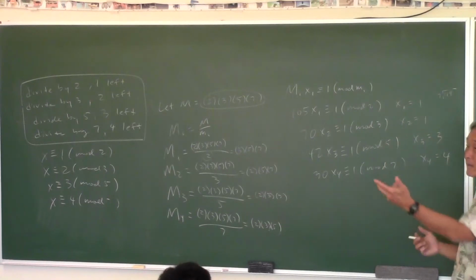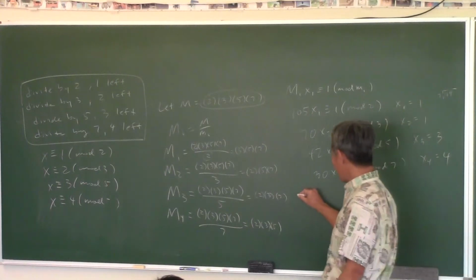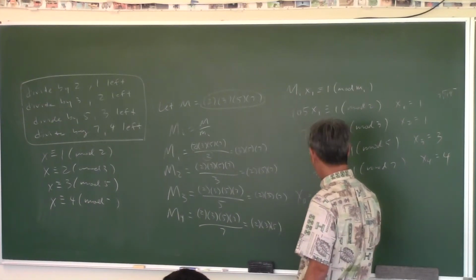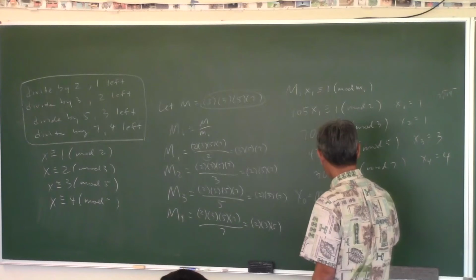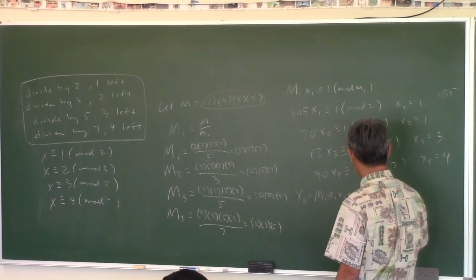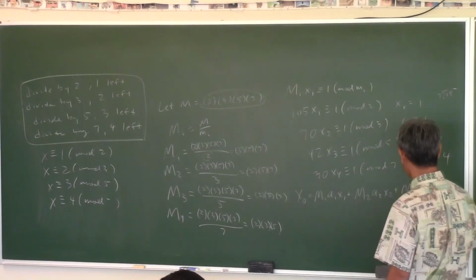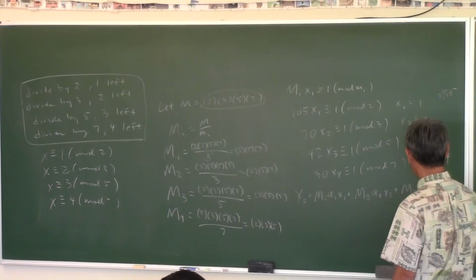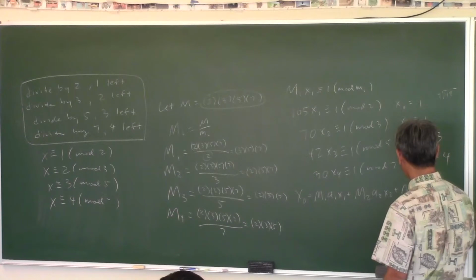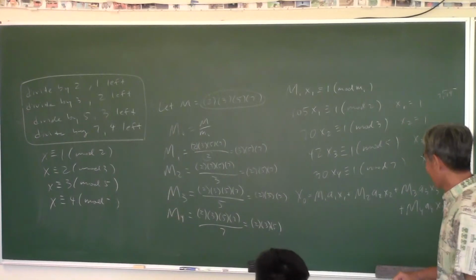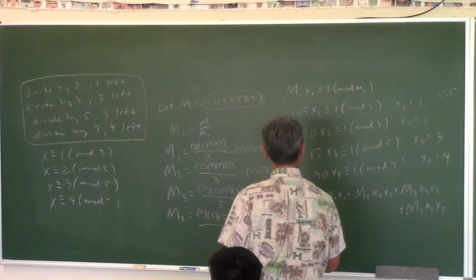Now, once you find all of these numbers, it says let x sub 0 equal capital M1 a1 x1 plus capital M2 a2 x2 plus capital M3 a3 x3 plus capital M sub 4 a4 x4. Wow. So what is this number? We're going to do some multiplying here.